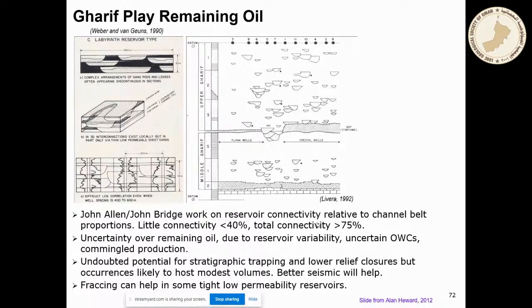And unfortunately, it's a dilemma because for most of the Garif and Al Khalata reservoirs, we have poor seismic coverage. Therefore, we can't actually see these channel belts unless we are very lucky and have very high quality seismic. But this has only been successful in very few places in Oman. For most fields, we cannot image these channels from seismic data.